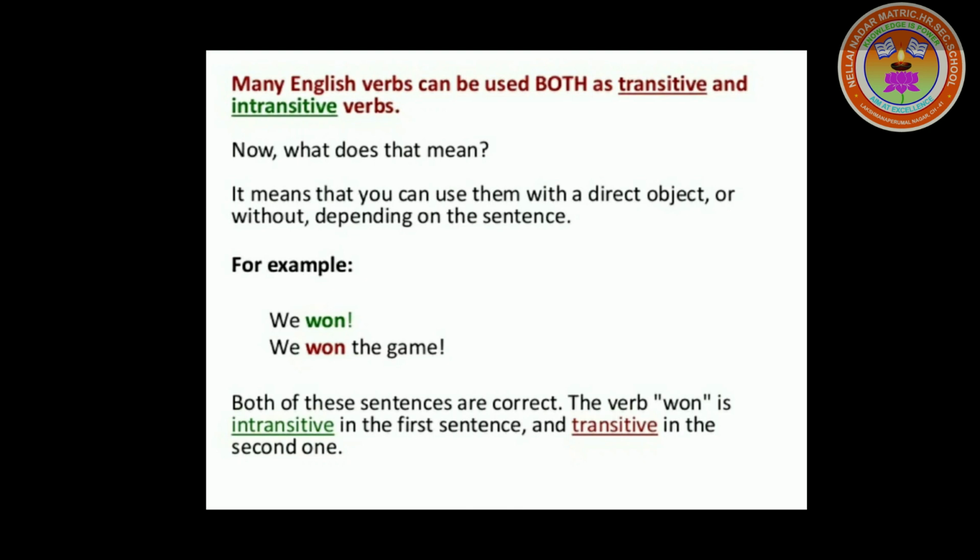Are you able to understand? Both of these sentences are correct. The verb won is intransitive in the first sentence and transitive in the second one because it is with the direct object. So that means we can use verbs as both transitive and intransitive, depending on the sentence. That is very, very important.